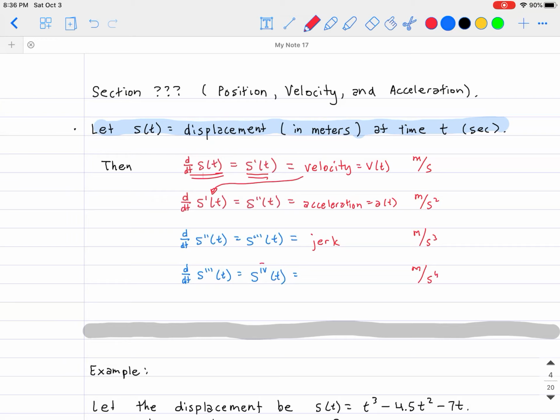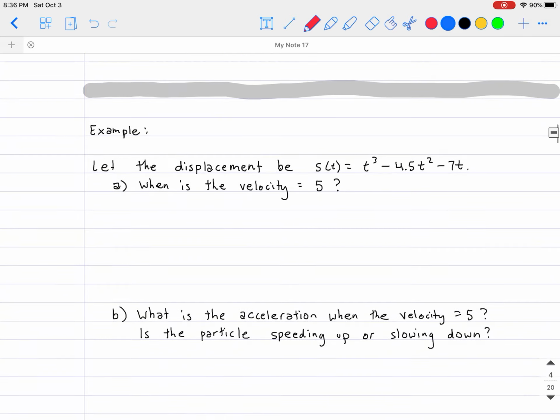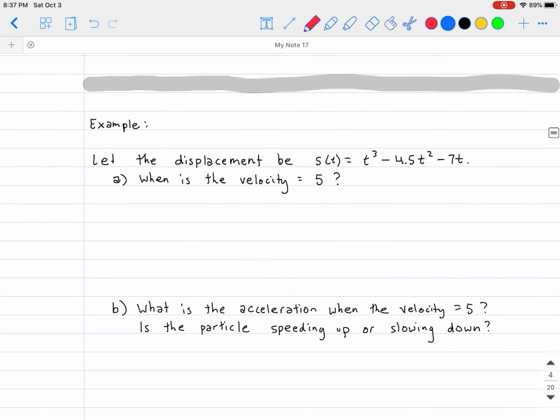And finally, just to go even further, if I solve for the fourth derivative, indicated by the Roman numeral IV right there, that is what is known as the snap. But at that point we're just doing some fancy math that we don't really need. So we are going to focus on just position, velocity, and acceleration for the calculus portion of physics. Let's go ahead and begin.